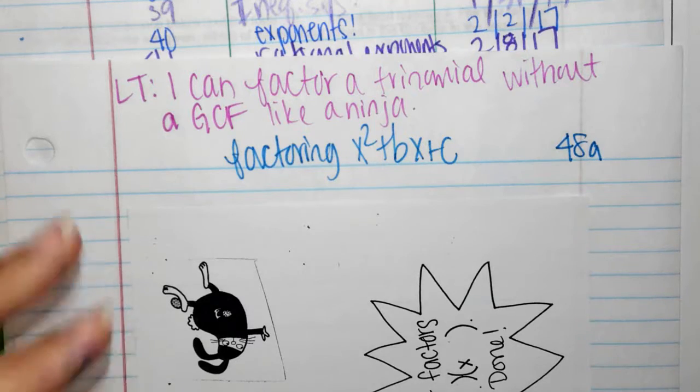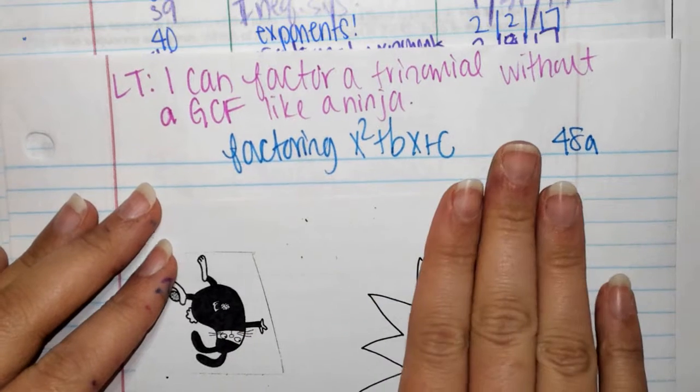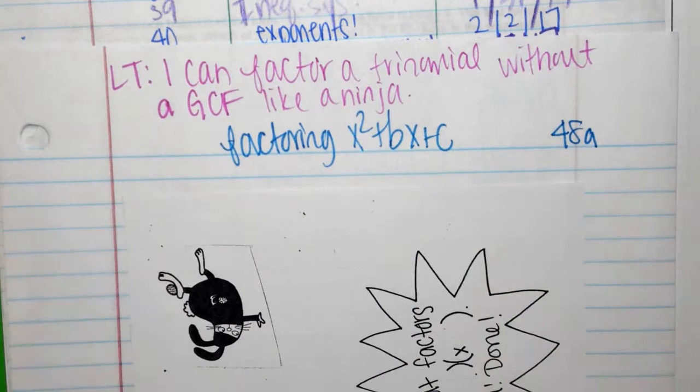So what we're going to look at today with our trinomials is how we factor when they don't have anything in common. There's a special trick, and it's awesome, and it's super easy, but you really have to focus and pay attention. And you have to be able to multiply and add.